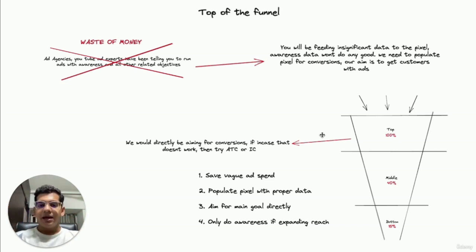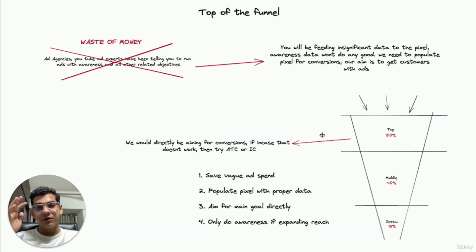Now, why I don't want you to run all these awareness campaigns is that it saves you shit tons of ad spend. Secondly, you would be populating your pixel with the right data by running for purchases, add to carts and initiate checkouts. This is top premium quality data, because that's exactly what I need. These are the right kind of people for my campaign. So I would run only these three objectives, aiming for the main goal, which is purchases. If purchase doesn't work, then only go for add to cart and initiate checkout.